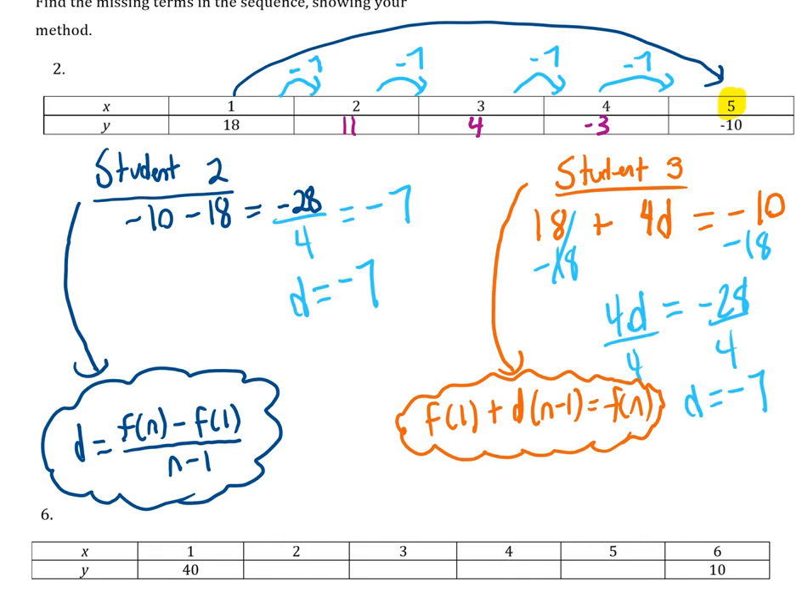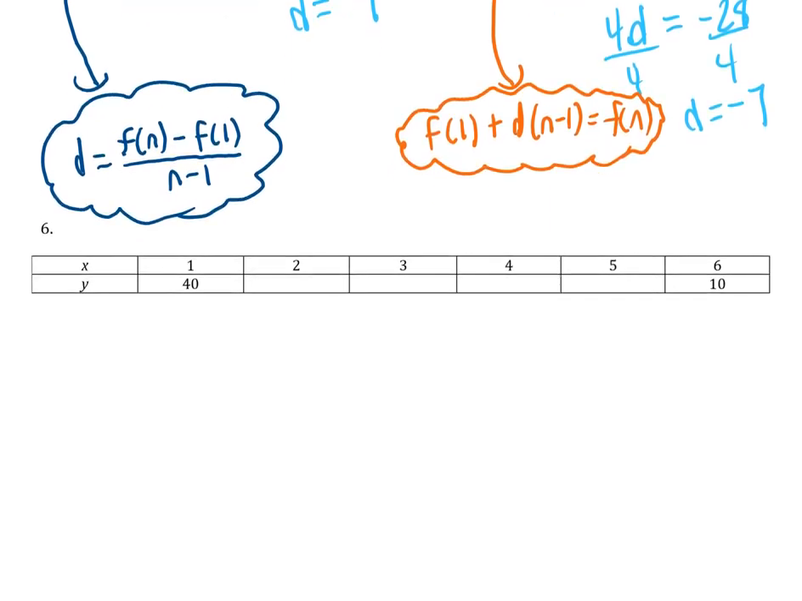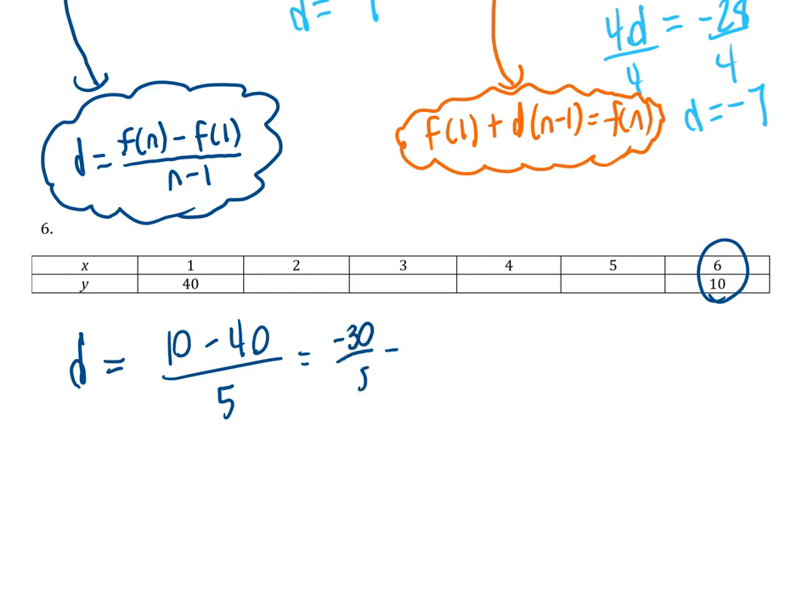So let's just see what it would look like to apply those two formulas in problem 6. So for problem 6, if I use student 2's formula, the blue formula, I would have f of n in this case is down here. That's going to be 10 minus 40 divided by 6 minus 1, which is 5. So that's going to be negative 30 divided by 5. It tells me that the difference is negative 6.